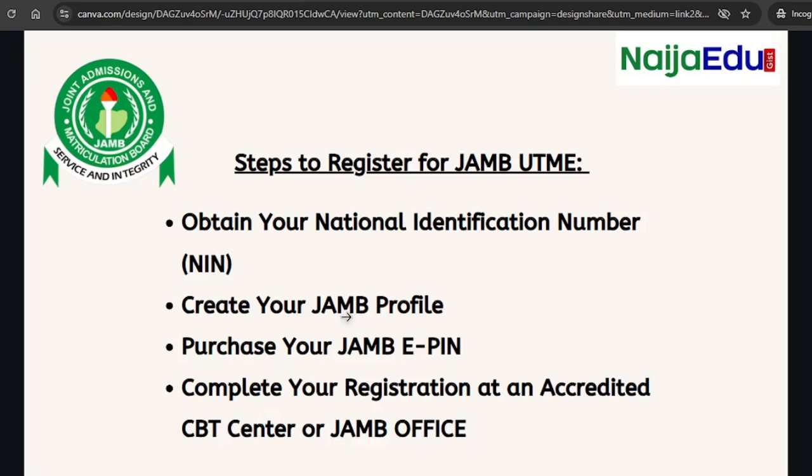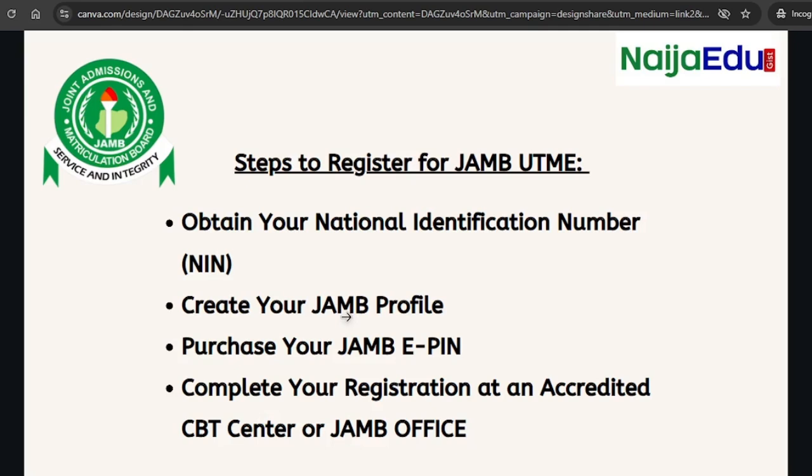So you will proceed to complete your registration at any accredited JAMB office or CBT center with your profile code, your email address, your biometric data, and the e-pin that you purchased. With all of this, the CBT center will register you, also including your O-level results. They will give you a form to fill where you input your biometric data, your preferred courses, your preferred institution, after which you do thumb printing and face capturing.